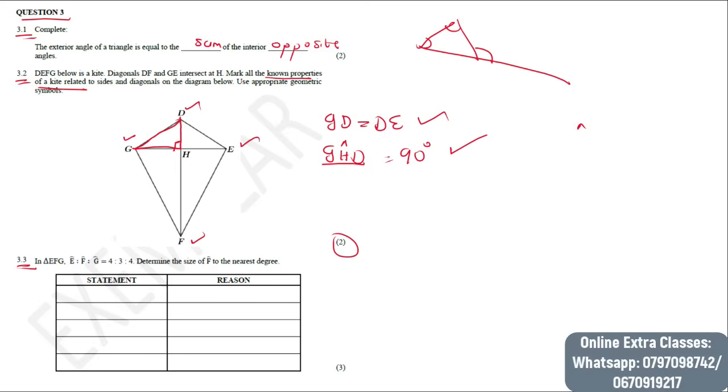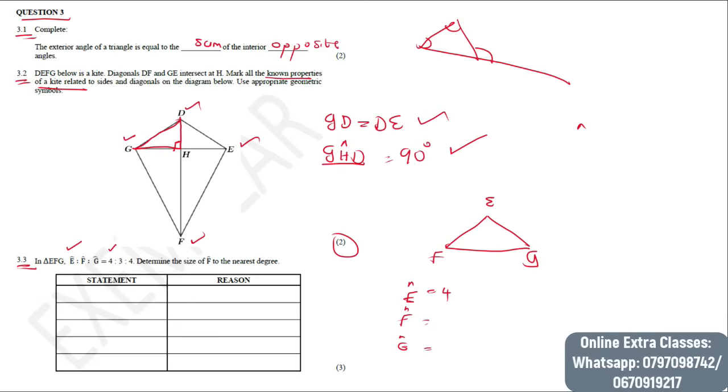Okay, so next let's move to question 3.3. Here we are told that in triangle EFG, so for example, this is the triangle that they're talking about. We are told that in triangle EFG, angle E, angle F, angle G are in the ratio 3, 4, 3. So what does that mean? We check this respectively. They started with angle E, then came to angle F, then angle G. These are the ratios of these angles. So angle E will take 4.